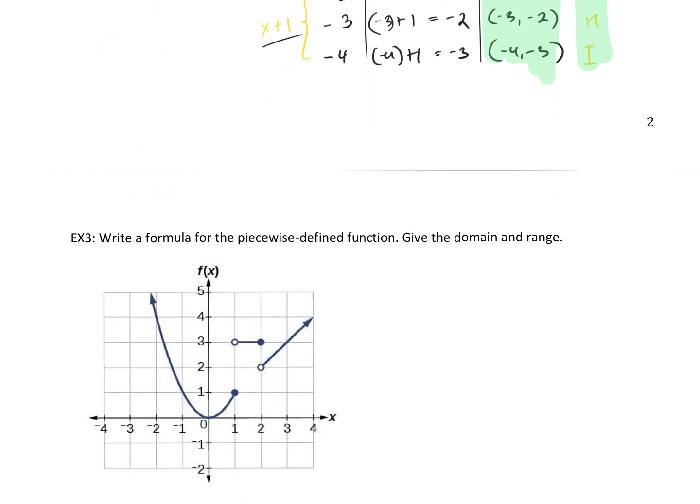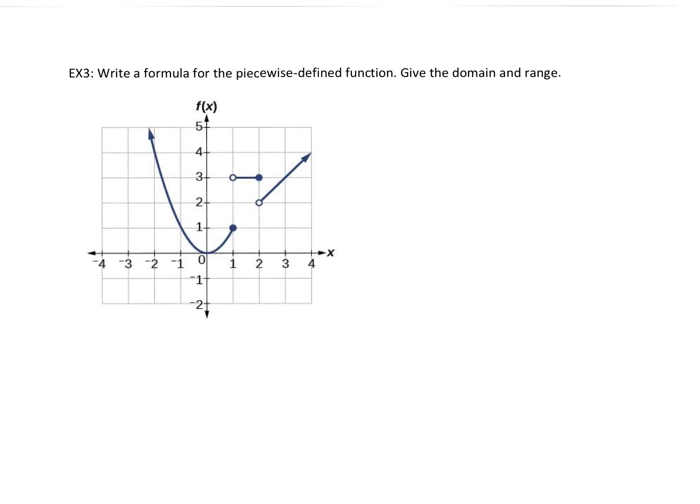Alrighty, let's go ahead and move to the last part in this section. Example 3: write a formula for the piecewise defined function. Give the domain and range. Okay, so this time we're doing the exact opposite. Before we were given the formulas, and then we were asked to graph it. This time we're given the graph. So what are some things I want to note first?